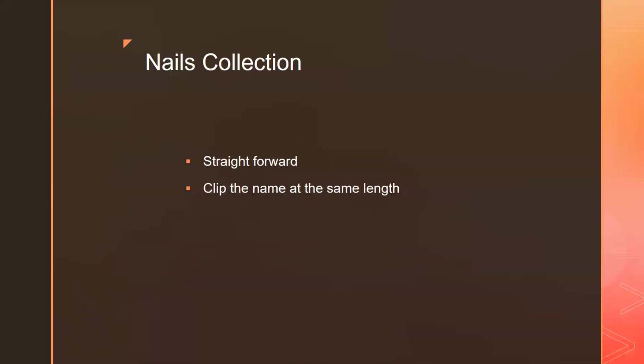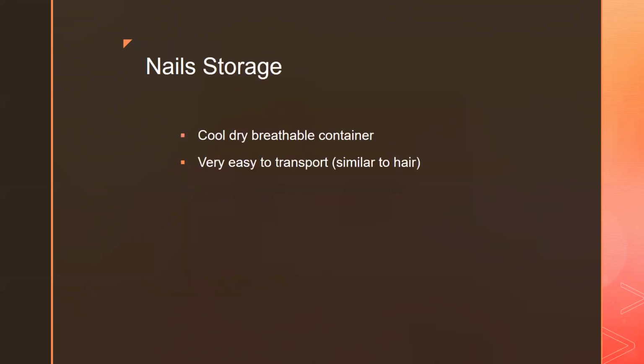But nail collection is really straightforward. You clip the same length, and you're good to go. It can be kept in a Ziploc bag. There's not a lot of confusion or a lot of equipment needed to collect nails. Over the long term, use cool, dry, breathable containers. It's also very easy to transport, similar to hair.